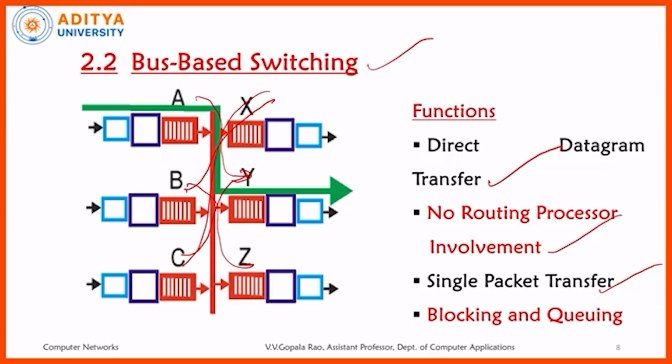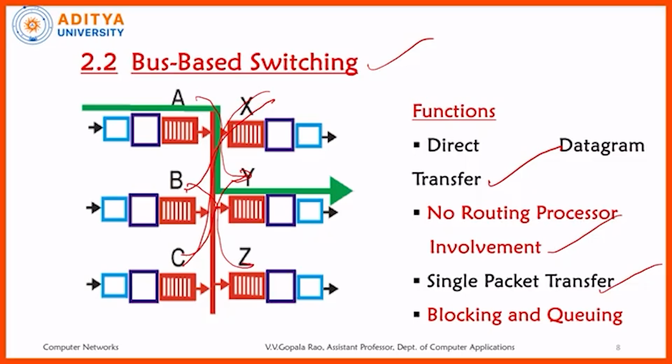Suppose accidentally more than one packet is placed in this, then blocking will be possible. To avoid blocking, this bus based switching also encourages some kind of queuing. That means putting the packets in an order to form a queue, so that one by one they can be released without any blocking or congestion occurring. So that is why bus based switching is another important switching technique you can identify in routing. And this is also one of the important functions of the router.